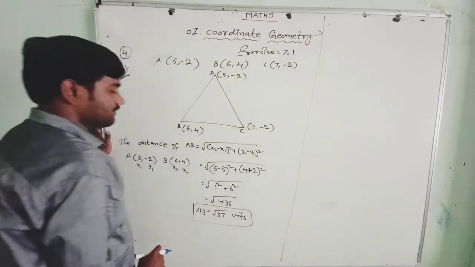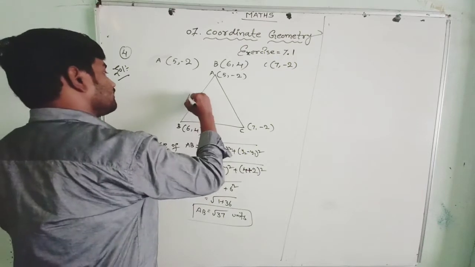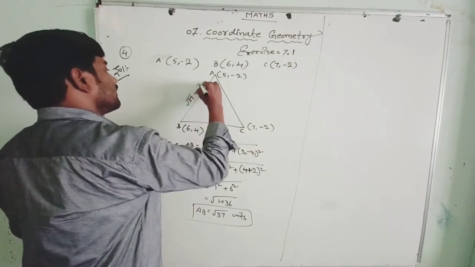Units must be written. Now let us find out the AB equal to root 37 units.